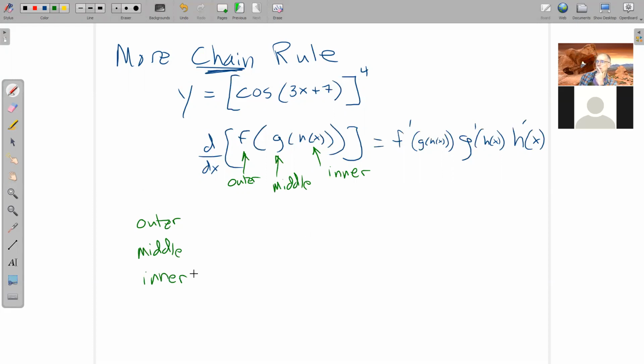Okay, so Kelsey says the outer is the 4th power. That is correct. Outer is whatever to the 4th power. And Kelsey said her sister says, oh, quote fun. Oh, come on, this is fun. All right, I'll take quote fun. The middle, yeah, is the cosine of whatever. And the inner would be the 3x plus 7.